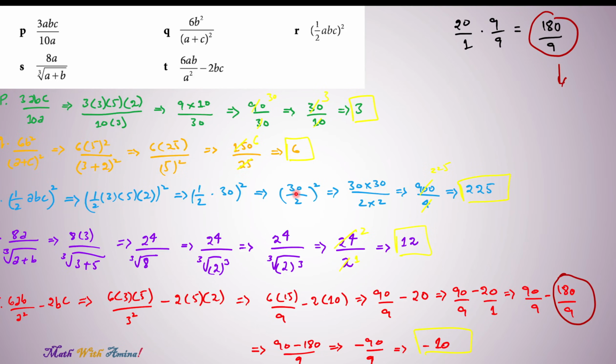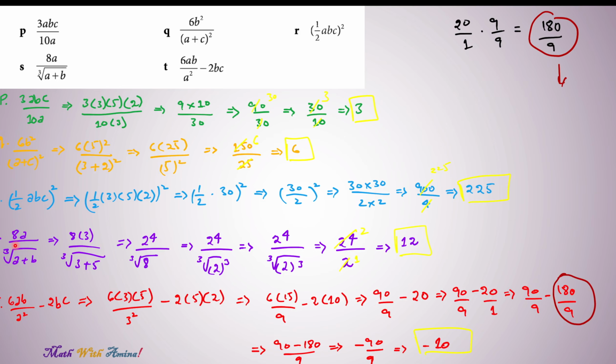So now 30 whole square, it means 30 multiplied by 30. 2 whole square, it means 2 multiplied by 2. So 30 multiplied by 30 is equal to 900, and 2 multiplied by 2 is equal to 4. So 4 multiplied by 1 is equal to 4. 4 multiplied by 225 is equal to 900. So 225 is our final value for this expression.